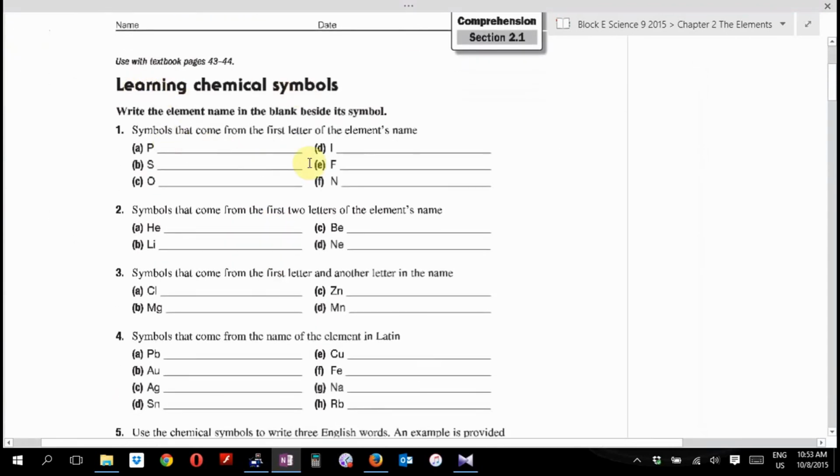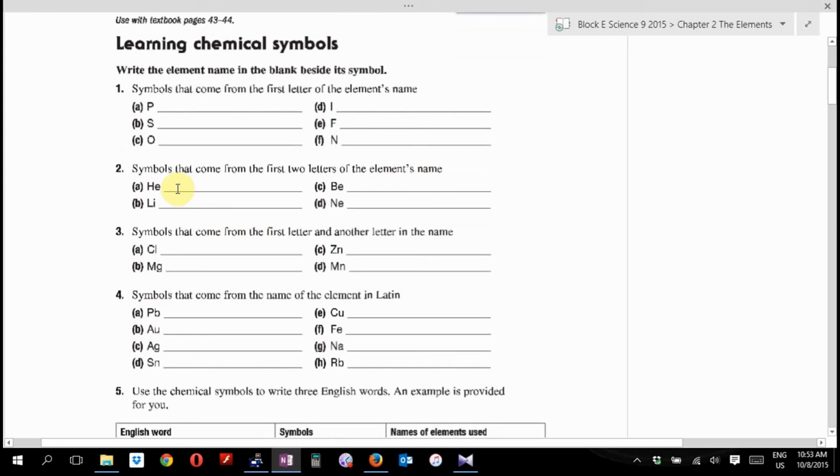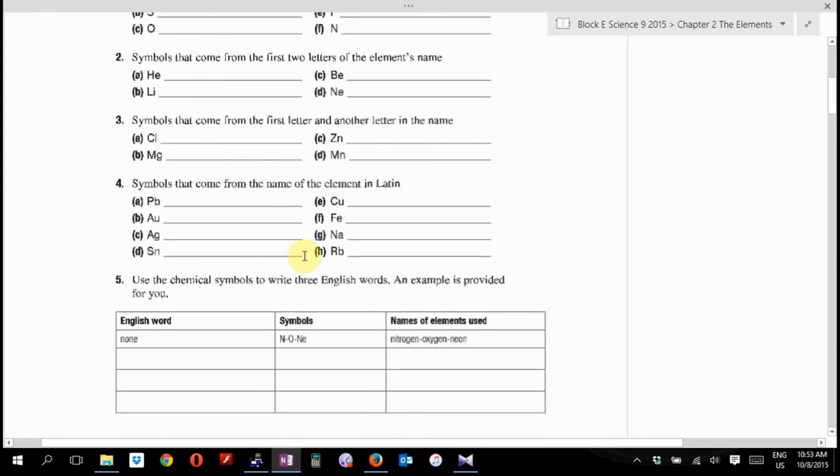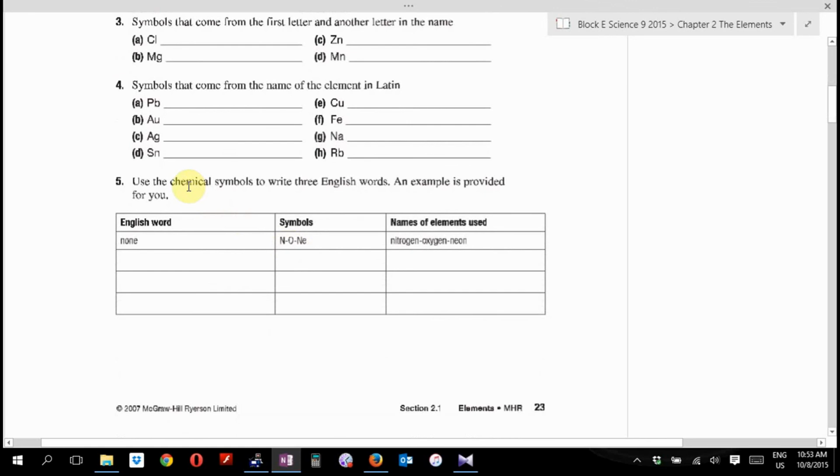Write the symbol name next to the blank. Write the symbol name, getting you familiar with it. Then it says, and this is going to be a contest we're going to have, number 5 says, use the chemical symbols to write 3 English words. So for example, you can write the word none. It's nitrogen, oxygen, neon. Okay?